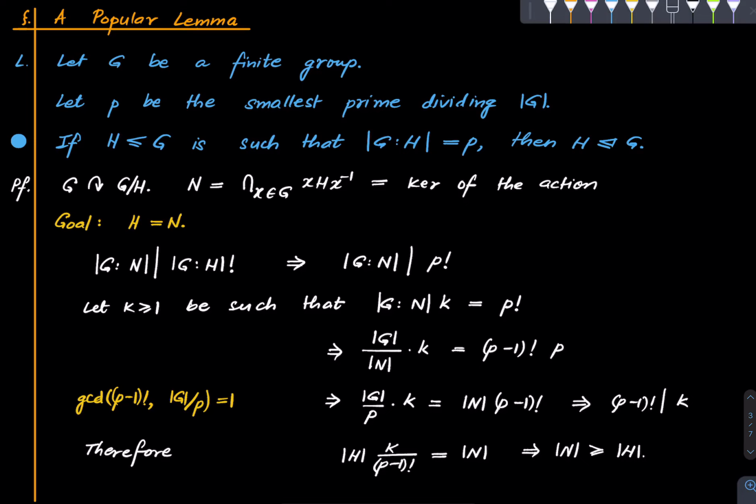Why is that? Because we just argued p minus 1 factorial divides k, and hence this is at least 1. And since this is equal to mod H, it is now clear that the cardinality of N is at least as much as the cardinality of H, but N is contained in H. Combine this with the fact that N is contained in H, we must have H equals N. That's the proof. The argument is non-trivial, but anyway, it's a simple argument. It's easy to follow.